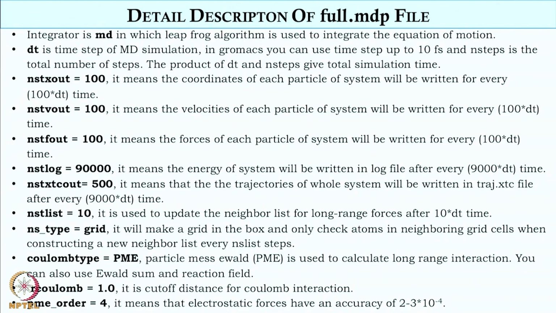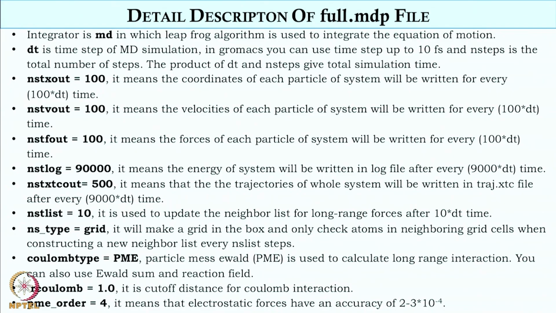Then nstvout is 100. It means it will save the velocities of each particle after every 100 times dt time. Nstxout and nstvout can be different? Suppose you are giving 100 as nstxout and 200 as nstvout. That is user defined, it can be different. Suppose you don't want too much information on velocities, then you may give nstvout as a very large number. You can give it as 10,000, but it has to be less than the number of steps in the simulation.